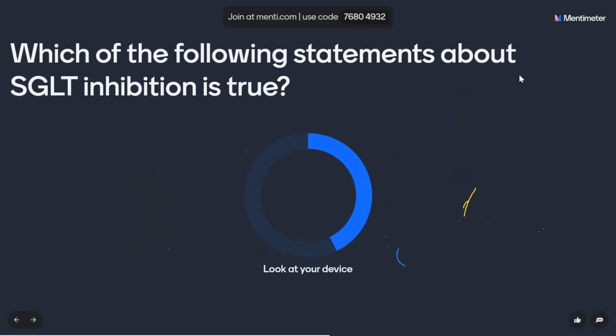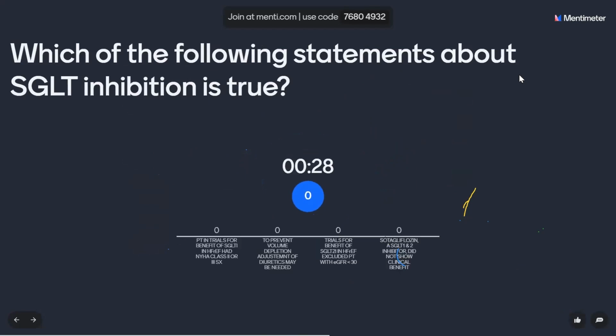Which of the following statements about SGLT inhibition is true? The patients in trials that showed benefit of SGLT2 inhibitors in HFrEF had New York Heart Association class 2 or 3 symptoms. To prevent volume depletion, adjustment of diuretics may be needed. Trials for the benefit of SGLT2 inhibitors in HFrEF excluded patients with a GFR of less than 30. Sotagliflozin, which is an SGLT1 and 2 inhibitor, did not show clinical benefit. So which of these is true?